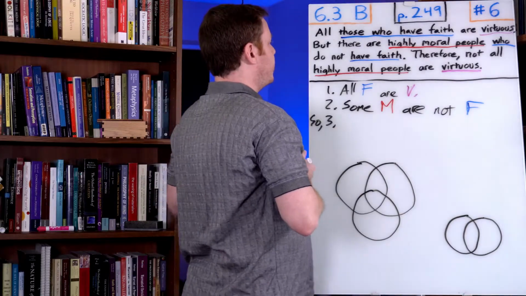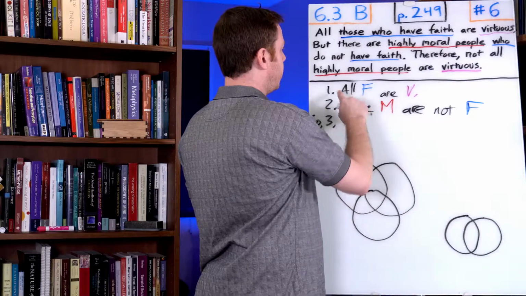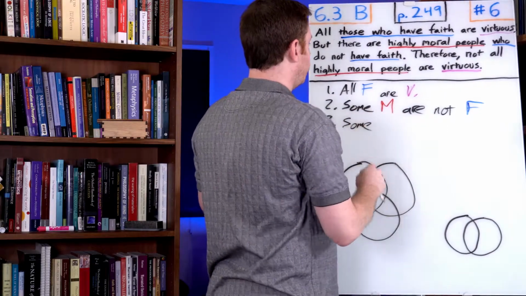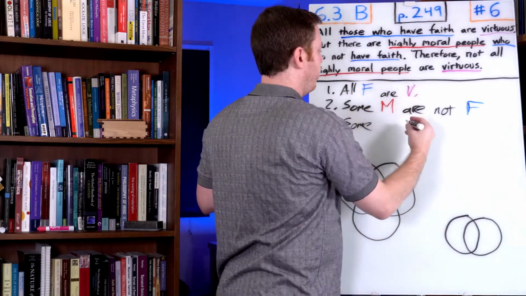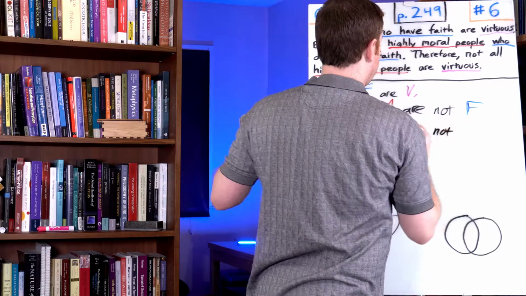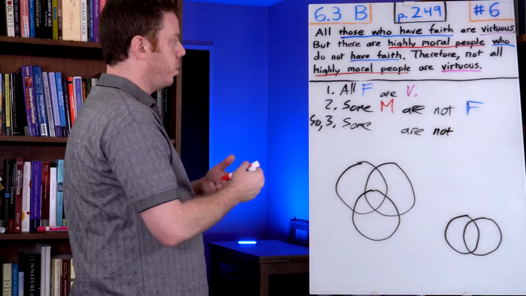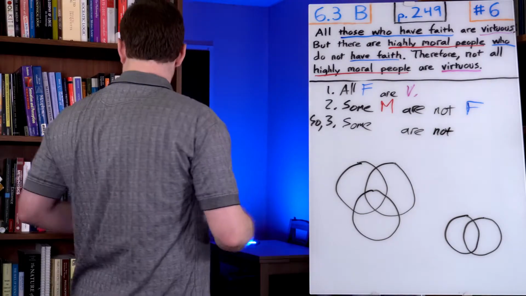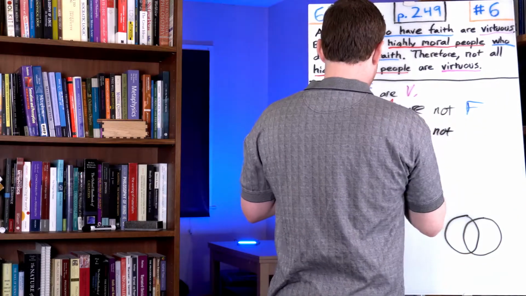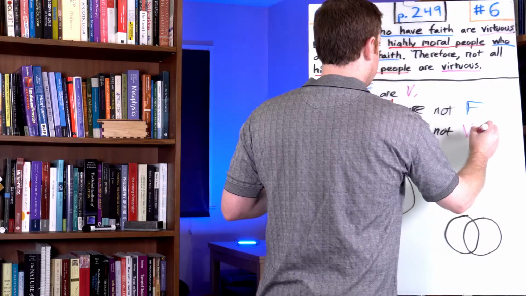Because it's not about all of the people in this group, because it even says not all. Not all of them. Just some of the people in this group are not virtuous. And that's how we're going to do that one. So we got what? Red and pink. Some M are not V. Good.